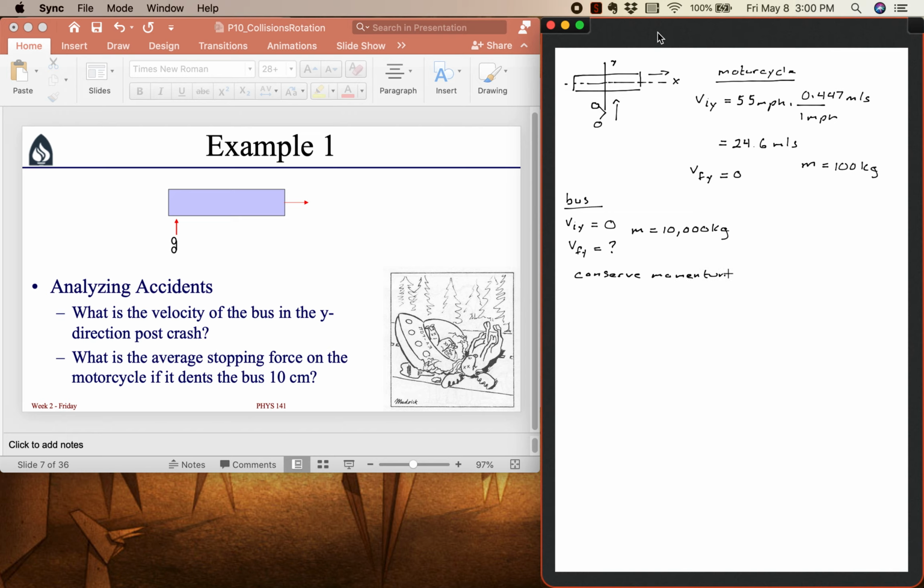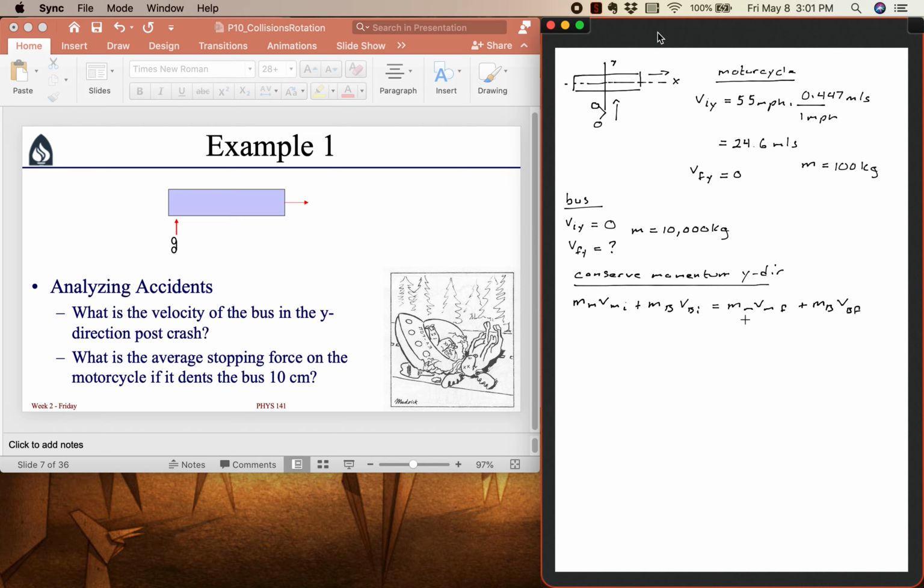So we want to conserve momentum, and we'll just focus on the y direction. We know that momentum is a vector, and like other vectors, we can analyze the motion in one direction at a time. So if we conserve momentum in just the y direction, so all of the quantities we are writing down now are y direction quantities, we would have that the mass of the motorcycle times the velocity of the motorcycle in the y direction initially, plus the mass of the bus times the velocity of the bus initially, is equal to the mass of the motorcycle times the velocity of the motorcycle final, plus the mass of the bus times the velocity of the bus final.